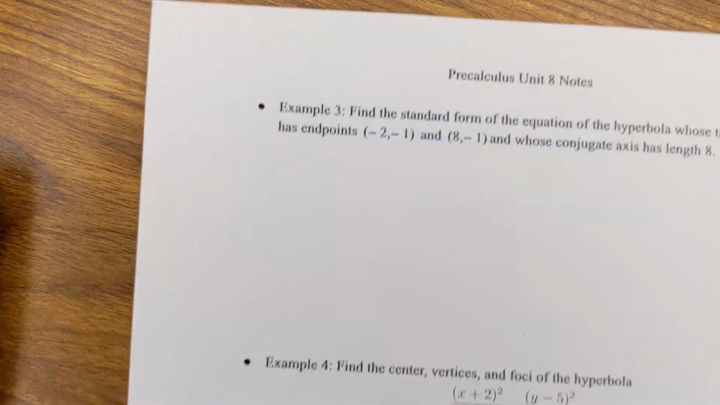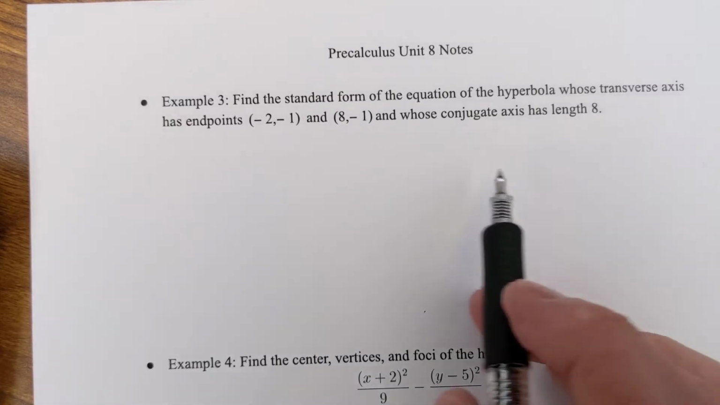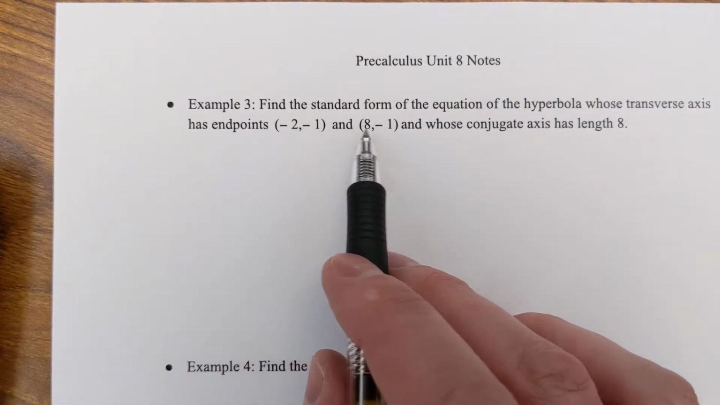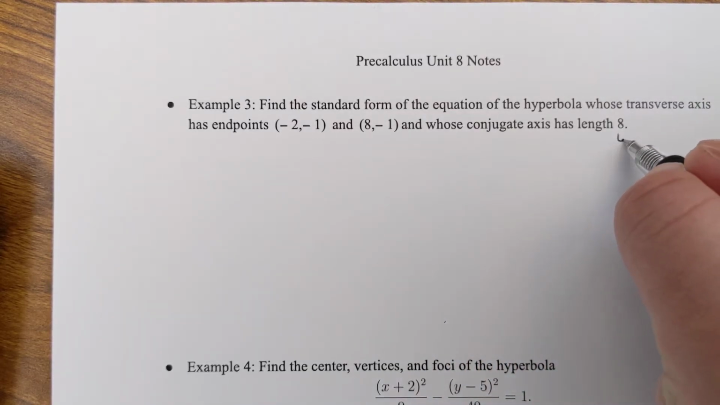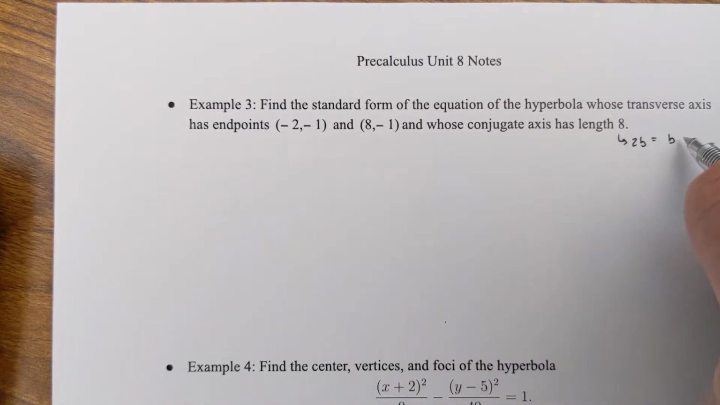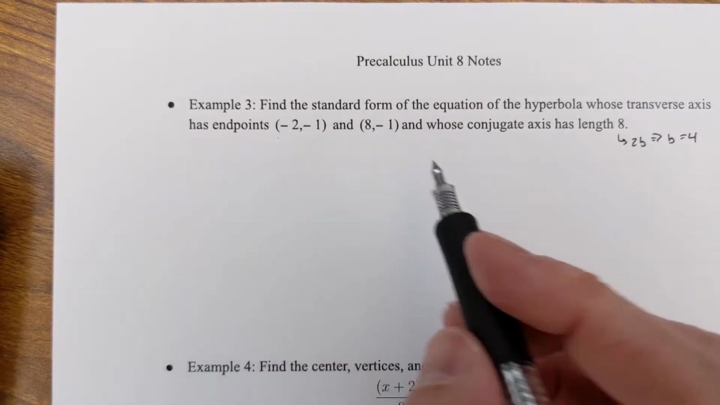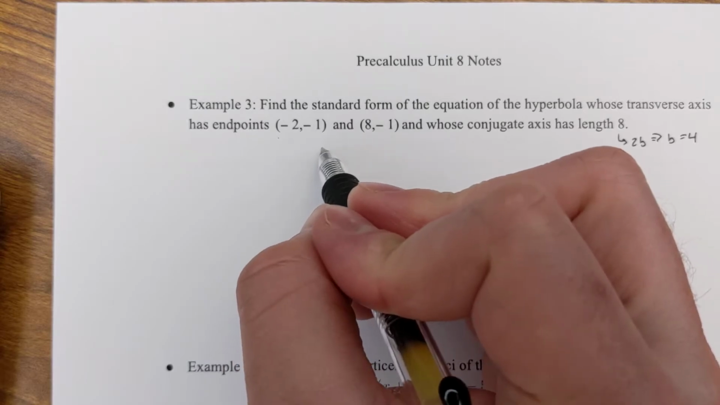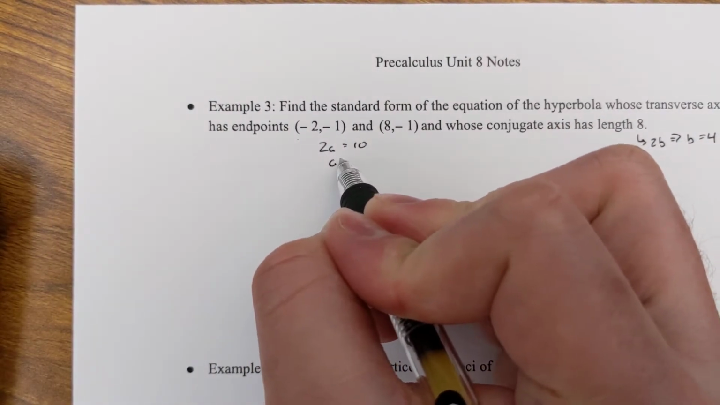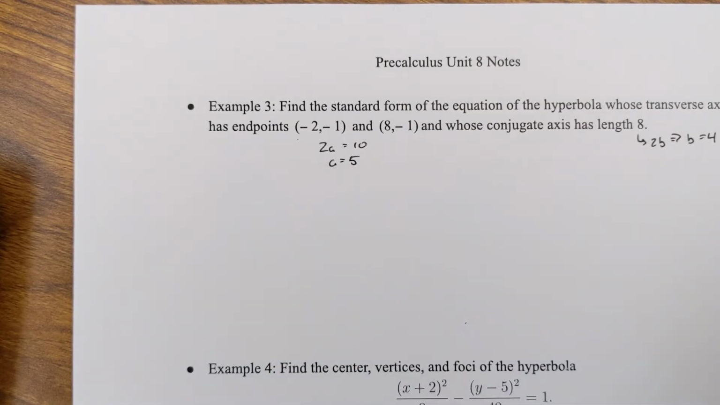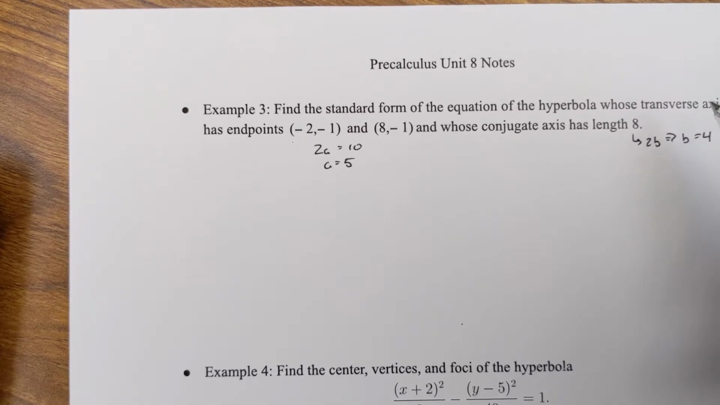All right, so example 3: find the standard form of the equation of a hyperbola whose transverse axis has endpoints blank and blank, and whose conjugate axis has length 8. So this value here is 2b, which means that b is equal to 4. The transverse axis is the long direction, so this is 10 units long, so 2a is equal to 10, so a is equal to 5. This is actually a similar setup to one in the previous section. We're just using a hyperbola.